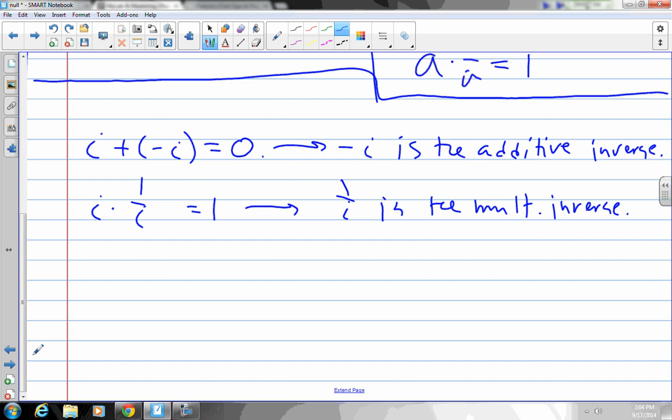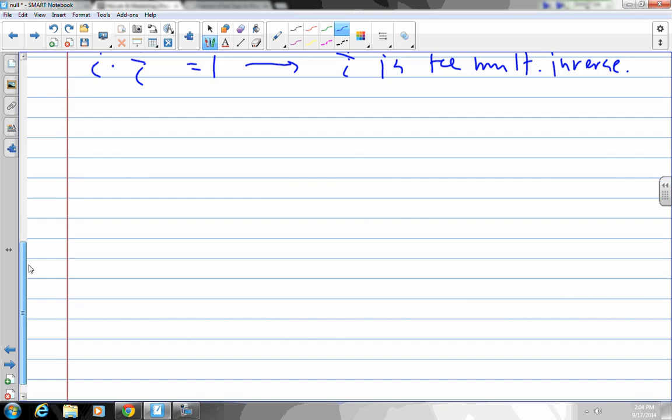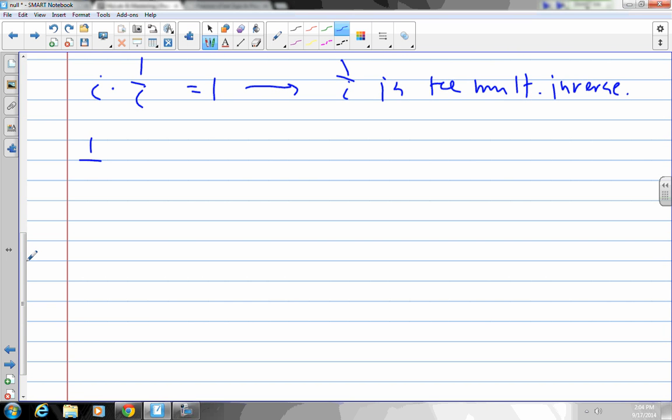But let's play with 1 over i. If I actually want to divide 1 by i, how do I do that division? How do we divide by a complex number? That other fancy conjugate. And what is the conjugate of i? Negative i. So I'll multiply by negative i over negative i. So that's negative i over negative i squared.